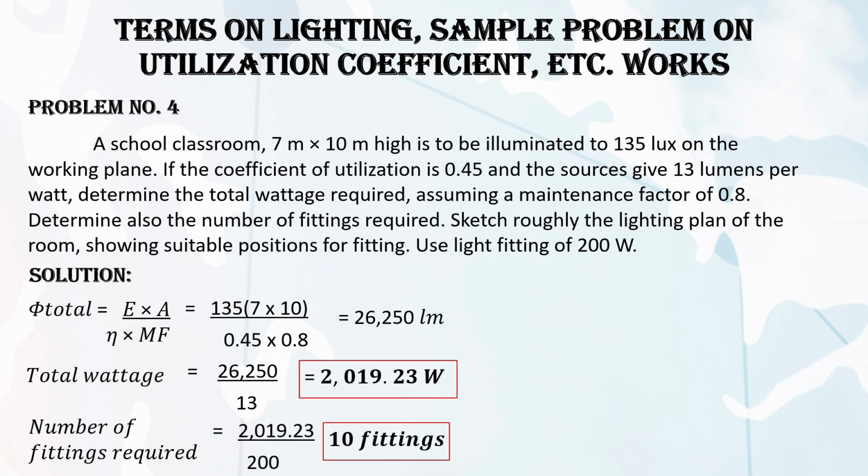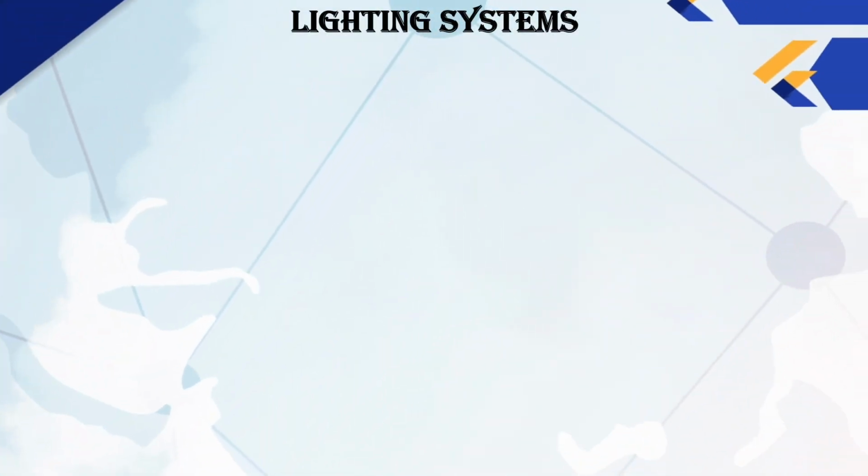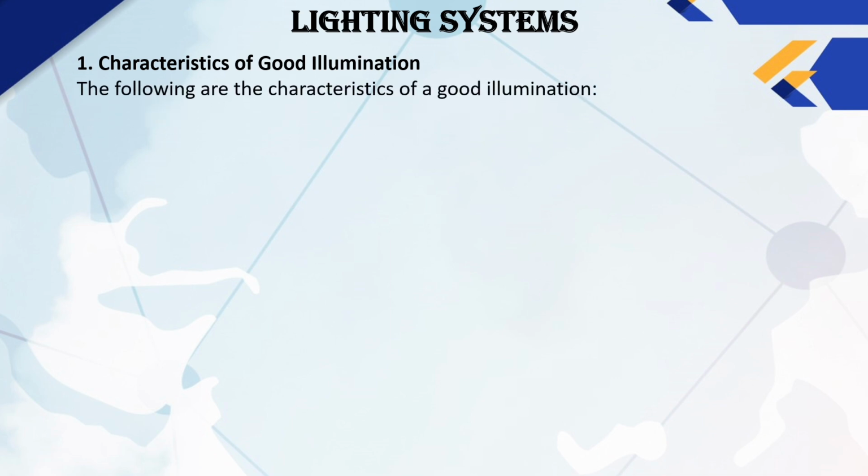And now, let's proceed to the lighting systems topic. So first, the characteristics of good illumination. So the following are the characteristics of a good illumination. So first, the light source should not strike the eyes of the worker. It is the importance of avoiding direct glare or bright light from a source that can cause discomfort or damage to a worker's eyesight. Proper lighting should ensure visibility without causing strain or distraction.